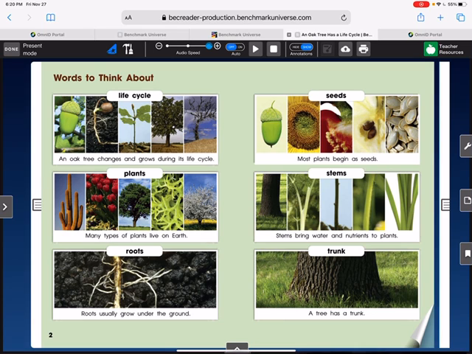Now, I believe this text is in one of your benchmark booklets. If you would like to follow along in your paper copy or have that ready for some of the future activities, pause me now and get that out.